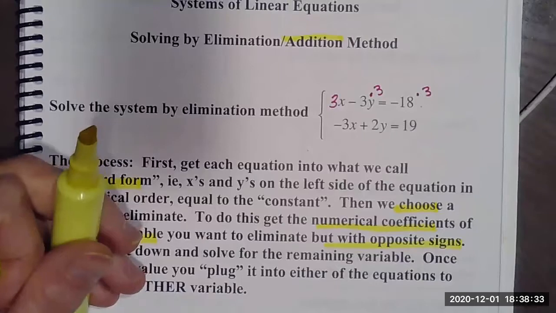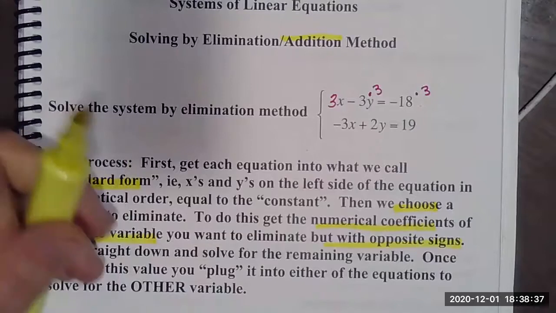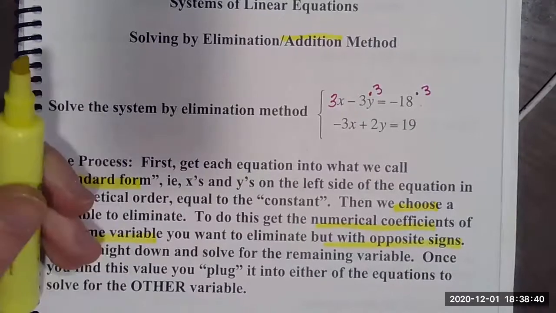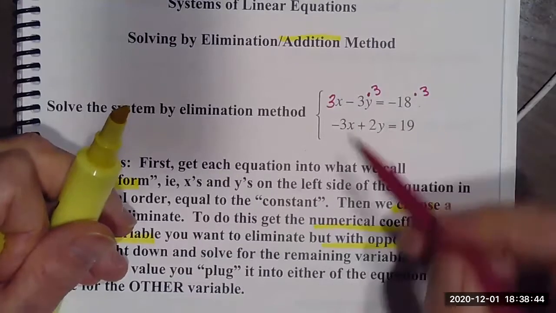So that's the method. You stack them. You decide which variable to go away. Pick one that has only one step, rather than here, 2 steps for the y's. And then we're going to add straight down and see what happens.